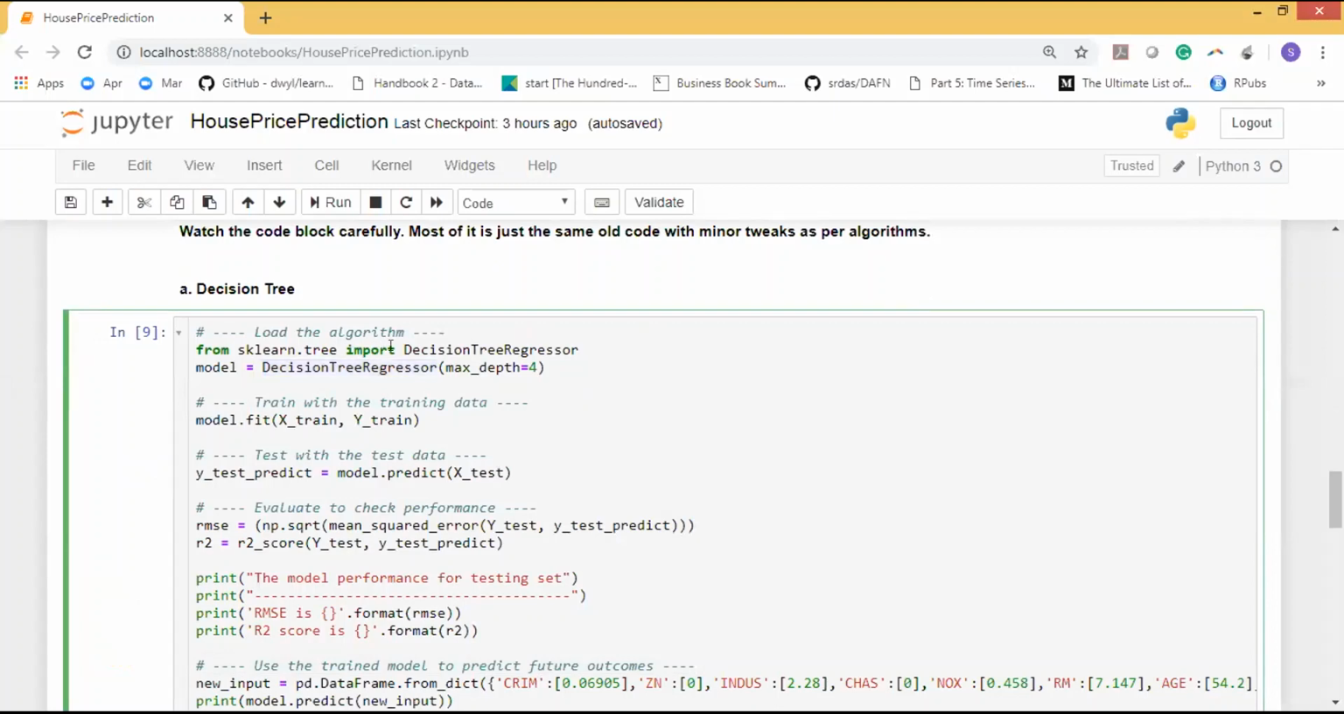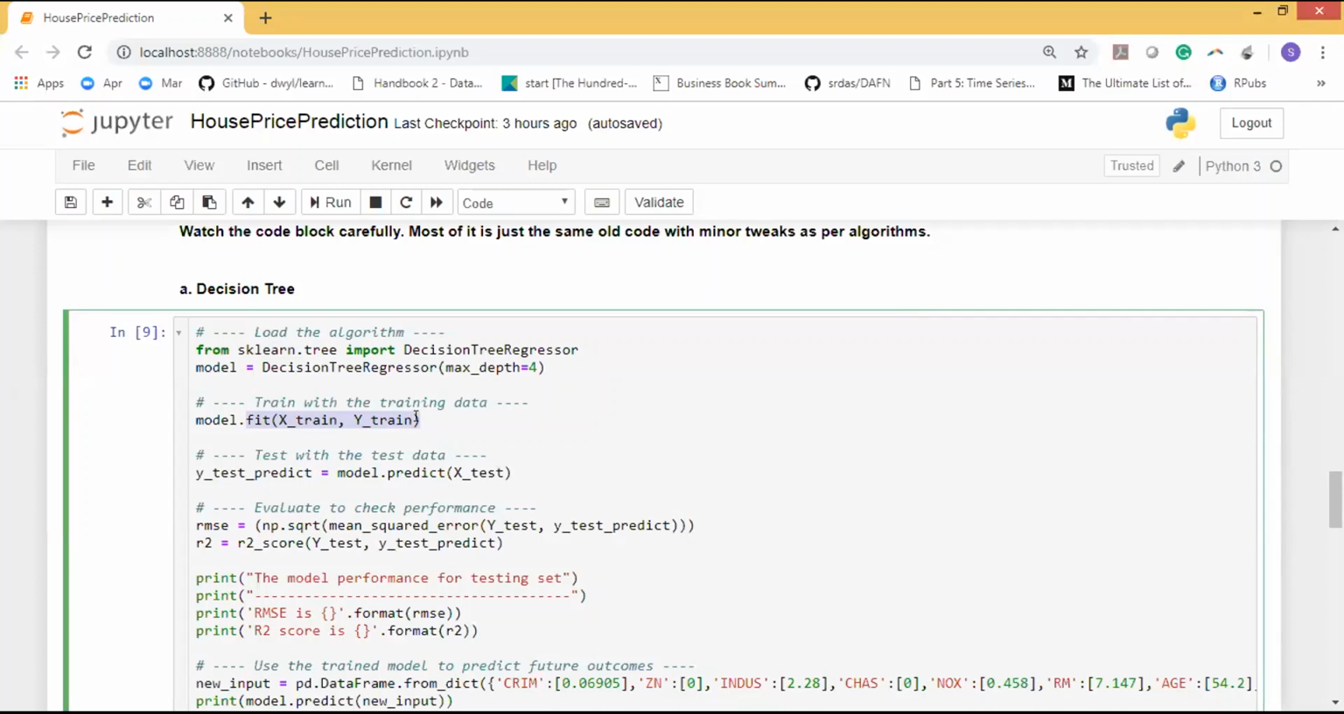If you remember, in the previous case, I imported linear regression, the linear regressor, which was in Scikit-learn. Sklearn is basically short for Scikit-learn. In this case, I will use a decision tree. I'll use a different algorithm. I will again fit the data. Again the same steps, friends.